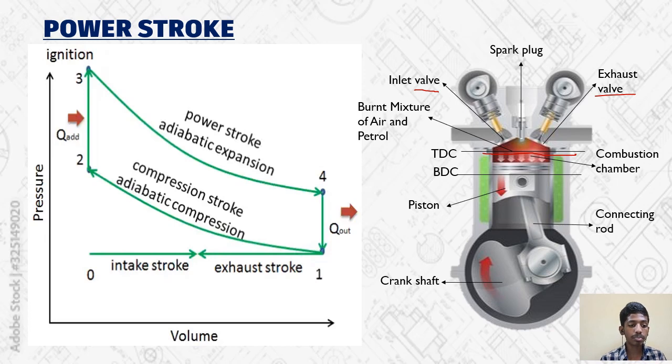In the PV diagram, 2 to 3 represents the increase in pressure after the compression stroke, and heat is also added. Then 3 to 4 represents the power stroke or adiabatic expansion. Here the pressure is decreased and the heat is exerted.